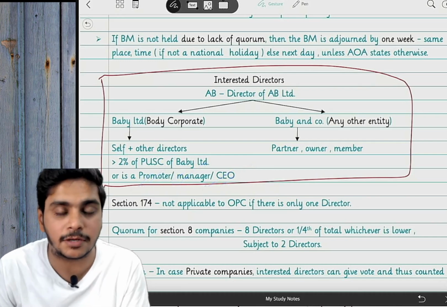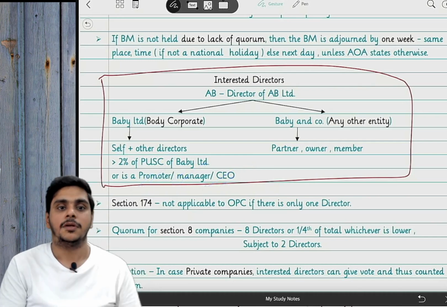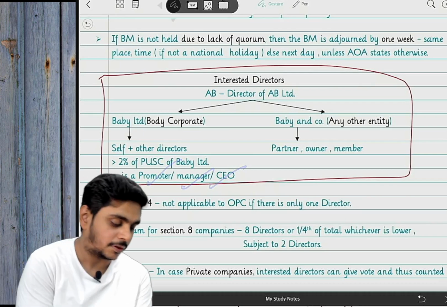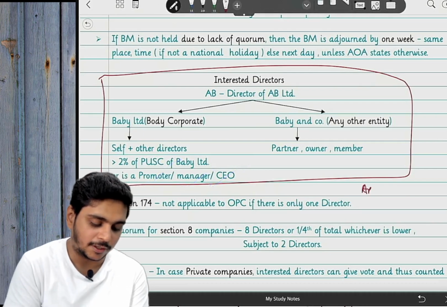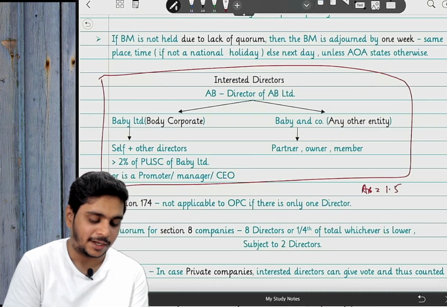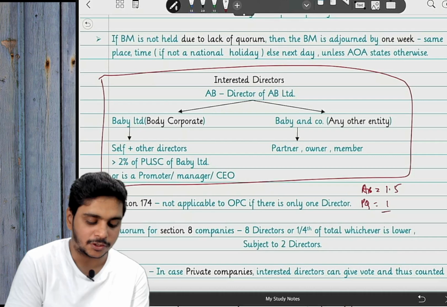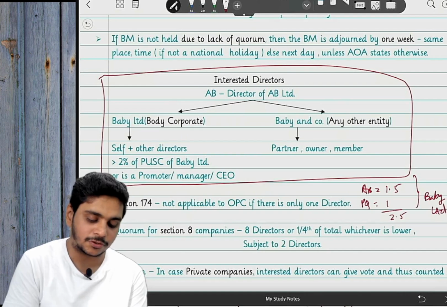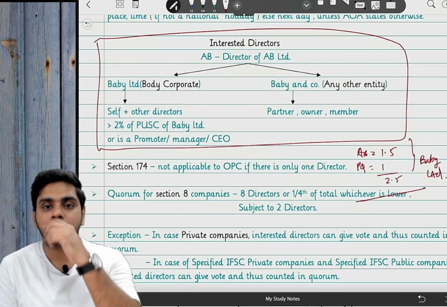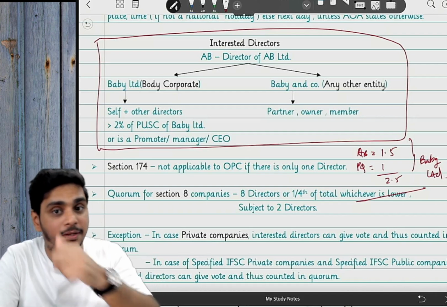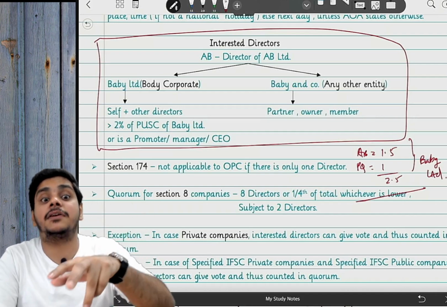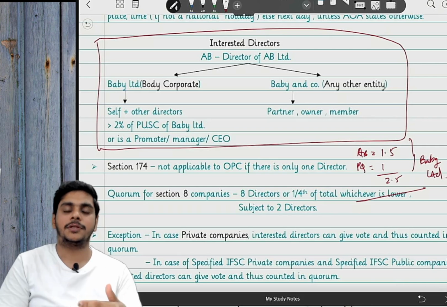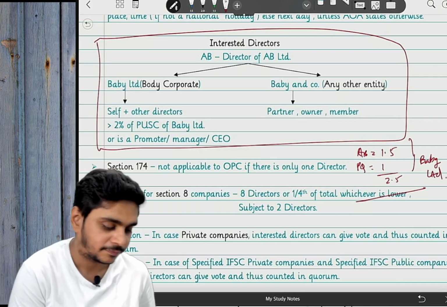How much stake? More than 2%, not 2%, more than 2%. Or he is a promoter or a manager or a CEO. Now imagine AB is holding 1.5 and PQ is holding 1, total 2.5 in Baby Limited. Who is the interested director? Both, because the wording is self plus other directors holding more than 2%. Combined we hold more than 2%, so we both are interested directors.